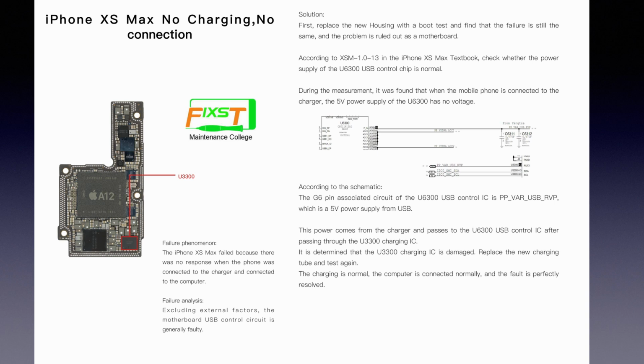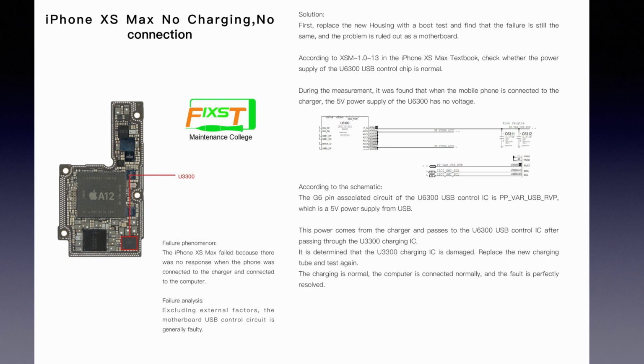So we check whether the power supply of the U6300 USB control IC is normal or not. During the measurement, it was found that when the mobile phone is connected to the charger, the 5 volt power supply of the U6300 has no voltage. And according to the schematic, we can find out that the G6 pin circuit of the U6300 USB control IC is PPVAR_USB_RVP, which is a 5 volt power supply from USB.